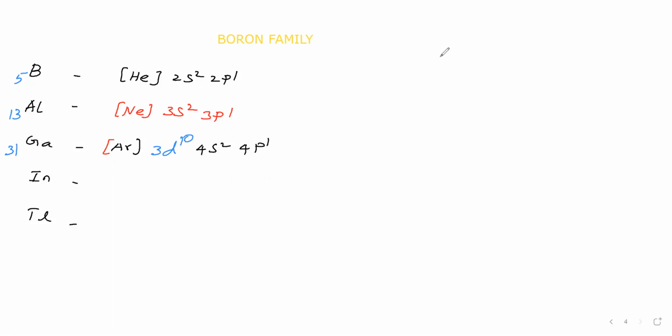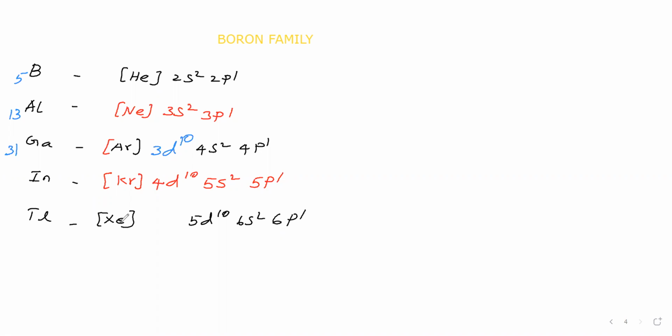Next we will go for indium. Indium is krypton 4d10 5s2 5p1. So before indium, the transition elements of the 4d series are present, yttrium to cadmium. The 4d series has 10 elements present before indium. So the configuration is like this. Next we will go for thallium. Thallium electronic configuration xenon 5d10 6s2 6p1. This electronic configuration we have to check.